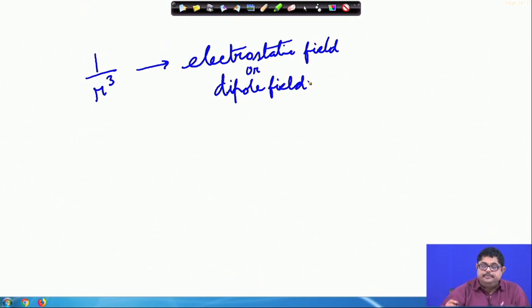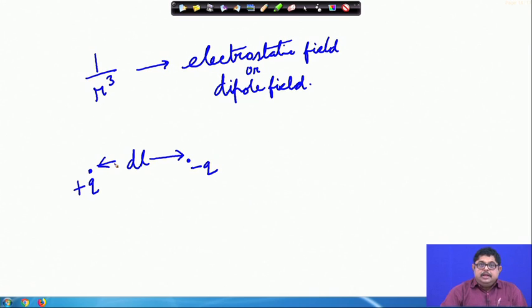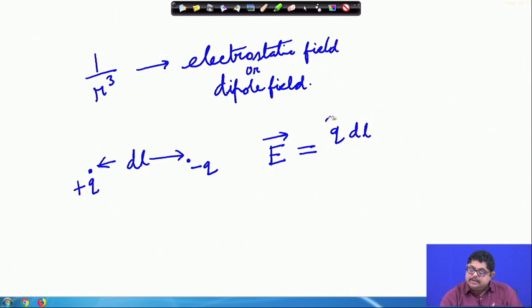Now, why this name? I will now explain why this nomenclature electrostatic, etc. Now, here I will recall one thing, that if I have a dipole with point charges plus q and minus q separated by a distance dl, then you can easily find that the electric field will be given by this, in the phasor form, if we say.